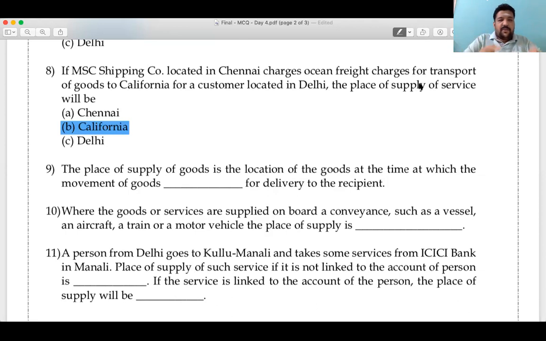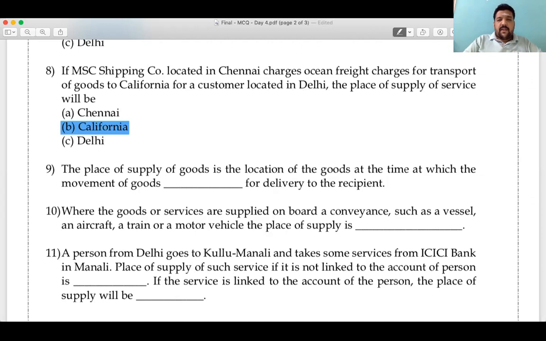The idea of MCQ, you can take it up over here. But in a scenario question, some people will write California as the answer, but make the whole deliberation on section 13. I'm sorry, section 13 cannot be invoked at all here. Your supplier, MSC Shipping, is in Chennai, Tamil Nadu. Your recipient, the customer, is in Delhi. So location of supplier and location of recipient are both in India. Section 12 alone is applicable.